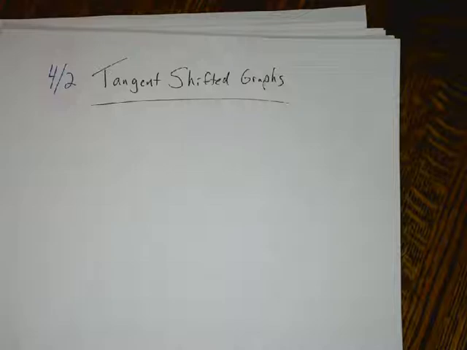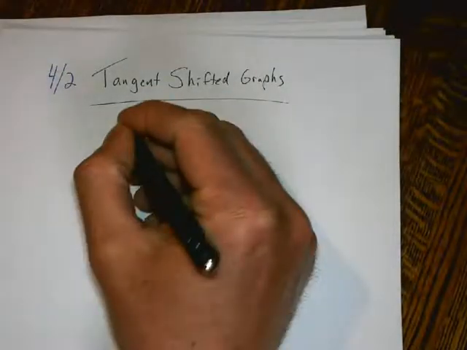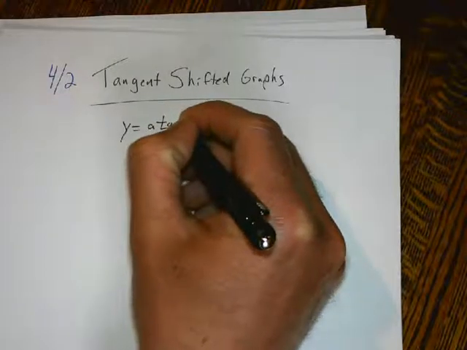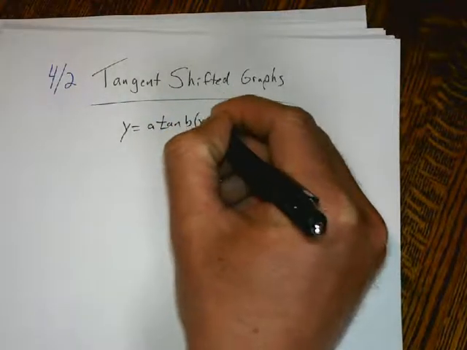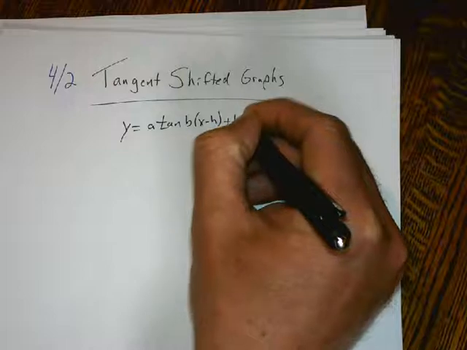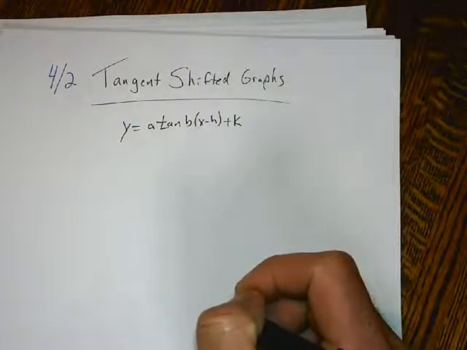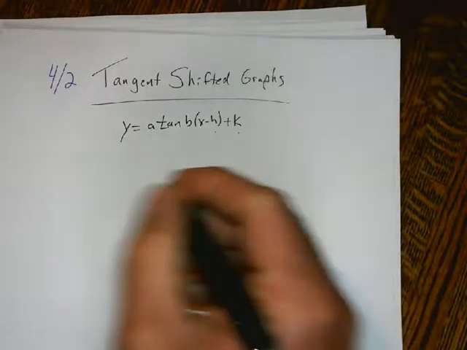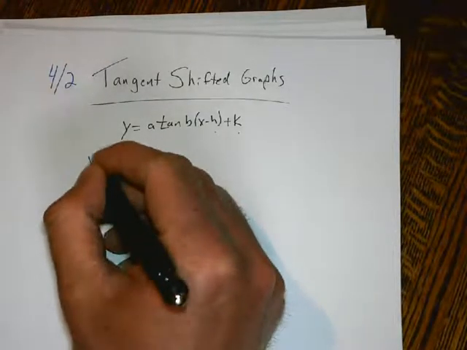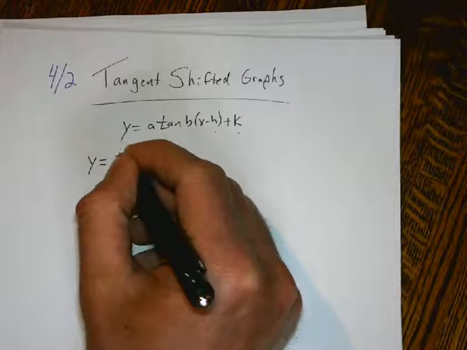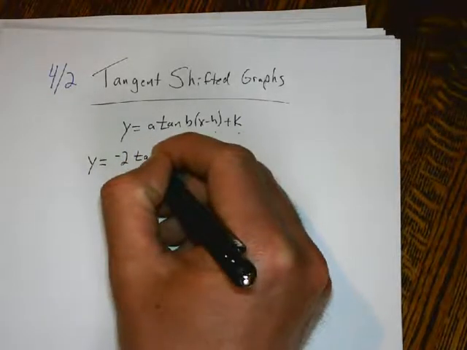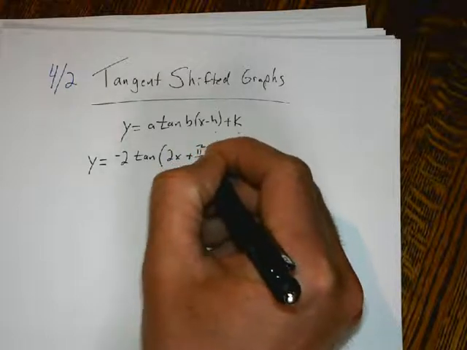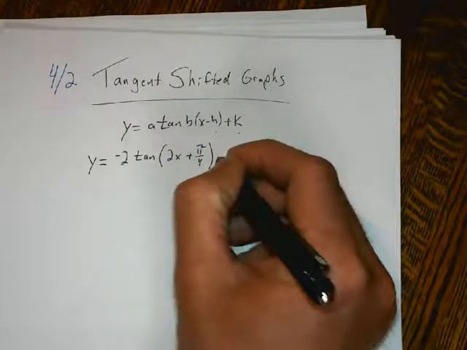So just like with the sine graphs and cosine graphs, you have the generic function, a tangent b times (x minus h) plus k, where once again your h and your k are your shift. These two are our shift. So I'm just going to jump right into an example, and I'll work with y equals -2 tangent of 2x plus pi over 4, minus 3.